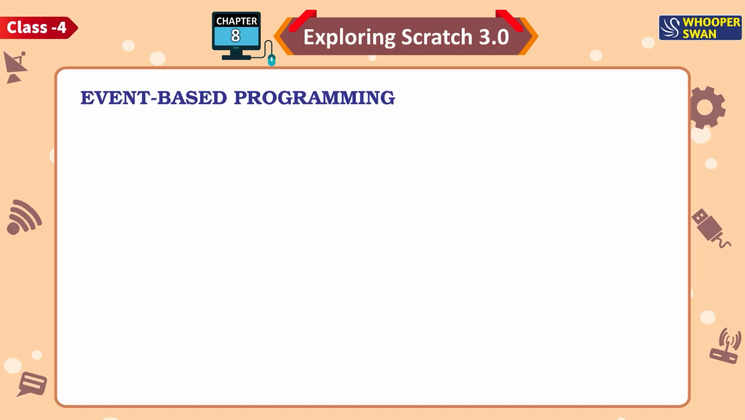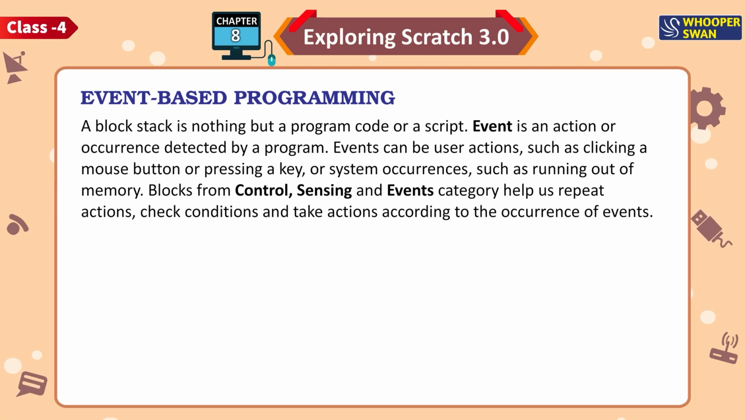Event-based programming. A block stack is nothing but a program code or a script. Event is an action or occurrence detected by a program. Events can be user actions, such as clicking a mouse button or pressing a key, or system occurrences, such as running out of memory. Blocks from Control, Sensing and Events category help us repeat actions, check conditions and take actions according to the occurrence of events.